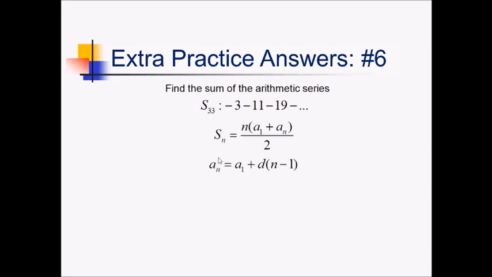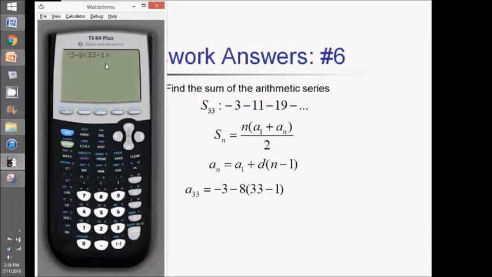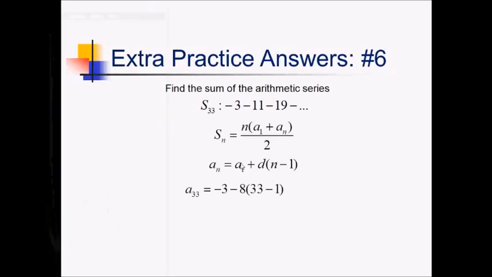Our 33rd term is going to be our first term, -3, plus the common difference, -11 minus -3, which is -8, times an n value of 33 minus 1. I'll just use the calculator for this. Plugging all that in, we get a 33rd term of negative 259, which I will now plug in for a sub n up here in this formula.